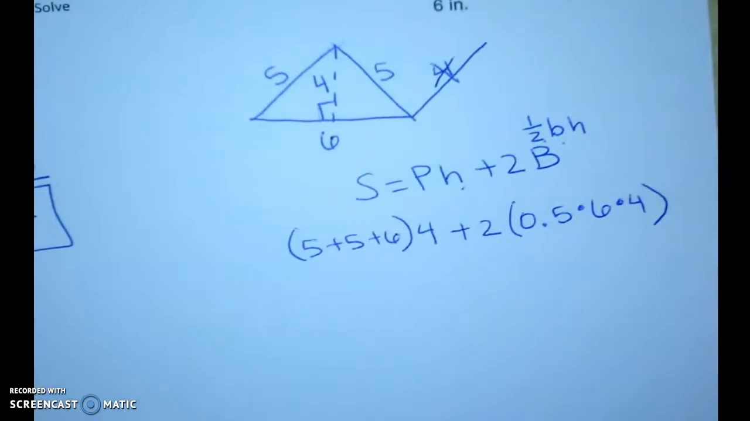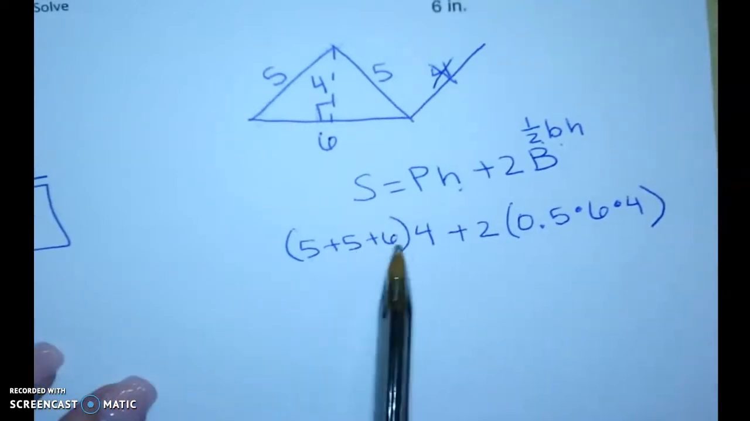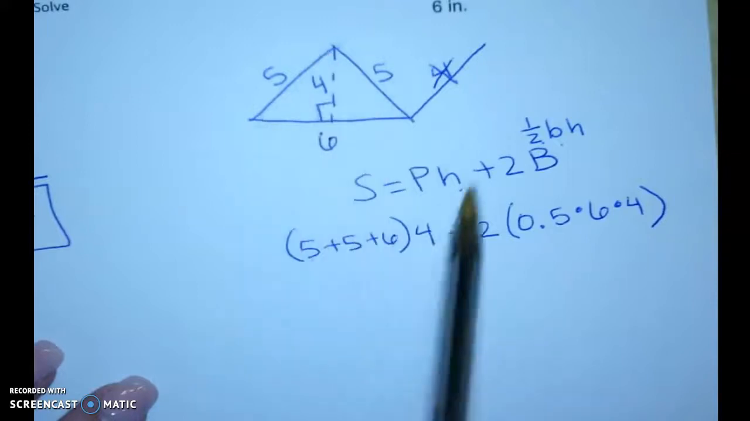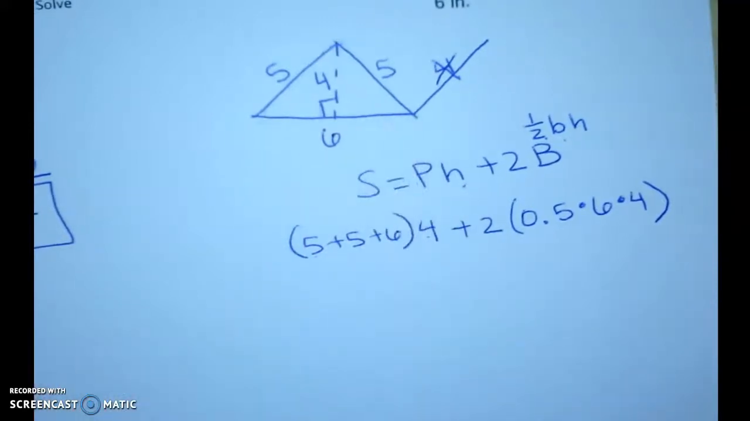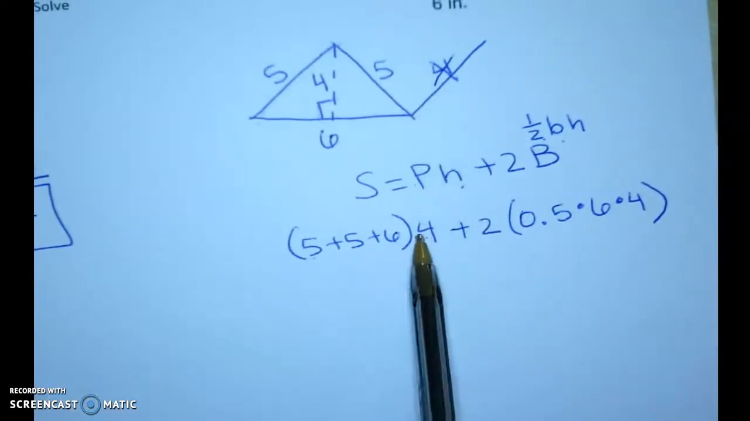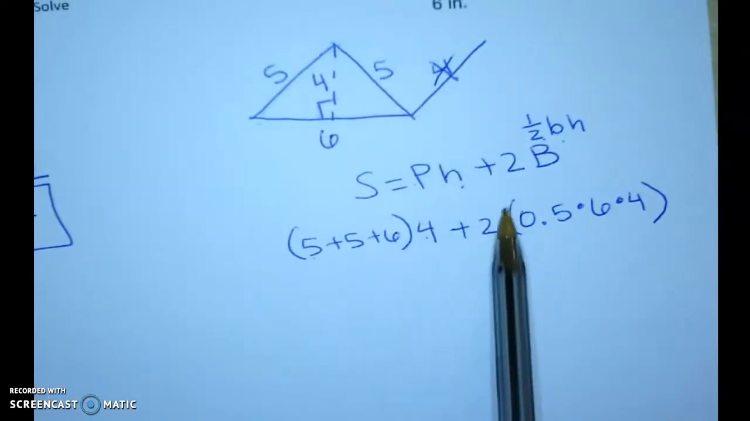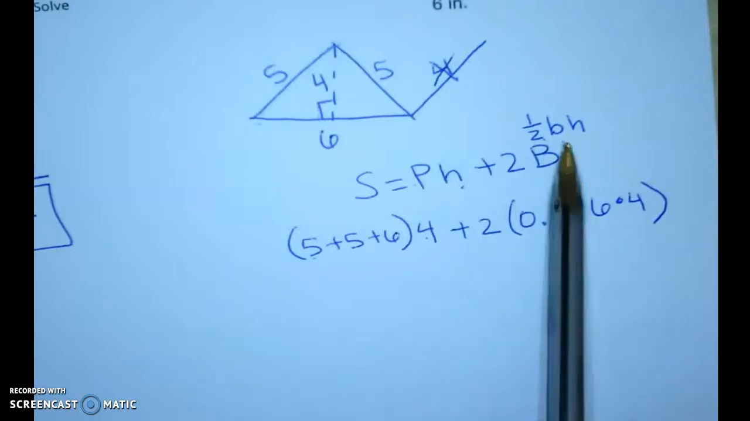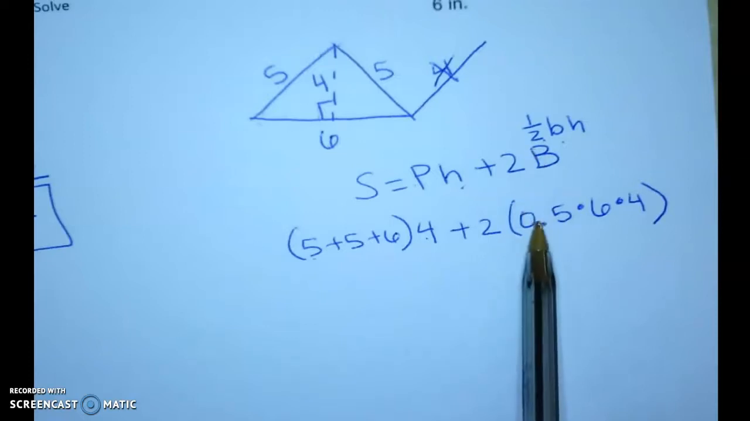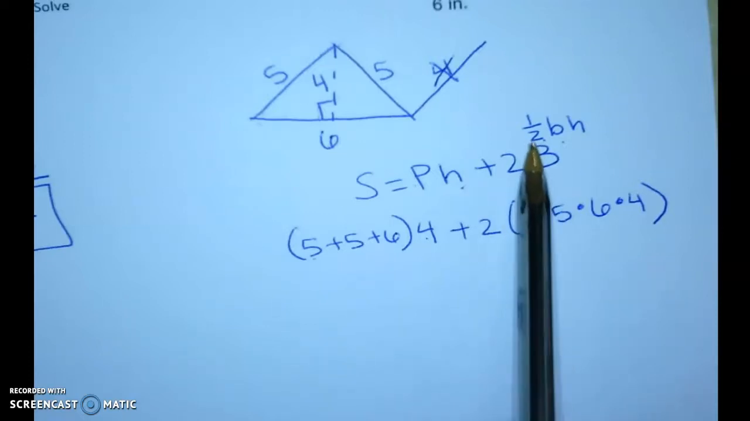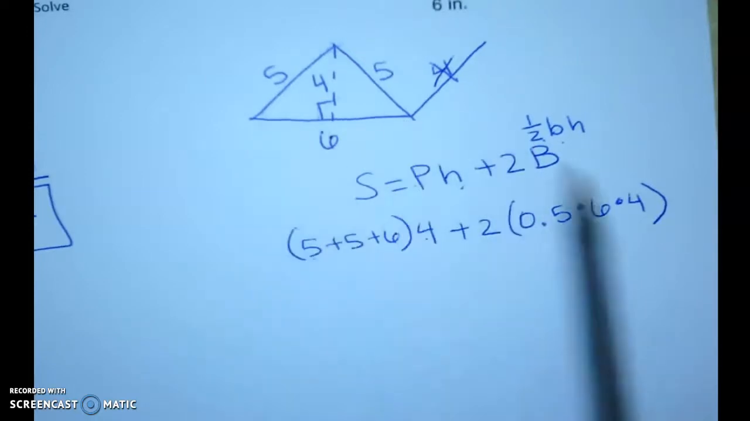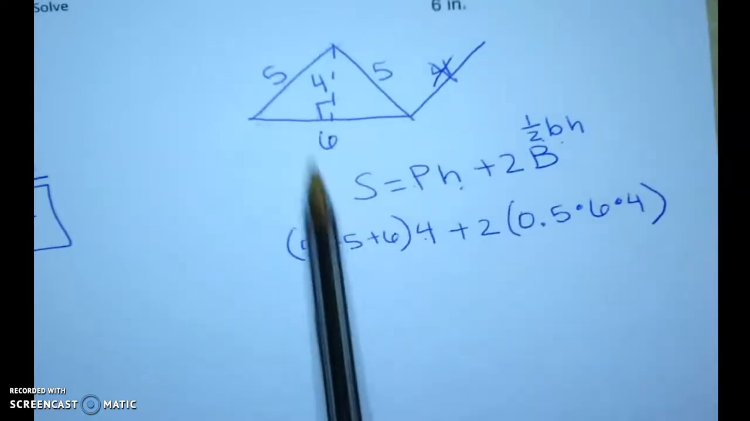So let's recap real quick. I added up the 3 sides for perimeter of the base, the 3 outside sides, then times the height, which we crossed out because we've already used it, plus 2, open parentheses, and we're doing 1/2 BH in here. Remember, I just used 0.5 instead of 1/2 because it's easier to type in the calculator. If you'd prefer 1/2, that's fine. Times 6, which is the base of the triangle, and then times 4, which is the height of the triangle.